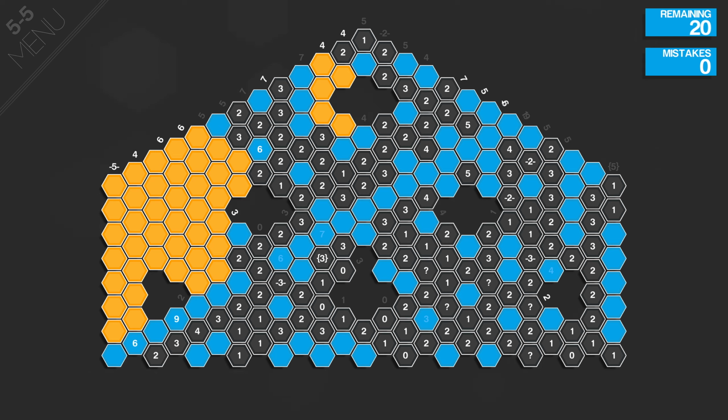So let's look at this left-hand side. How are we going to break into this? Well, 1, 2, 3, 4, 5. This 3 needs another one to make 6, so it's not this.